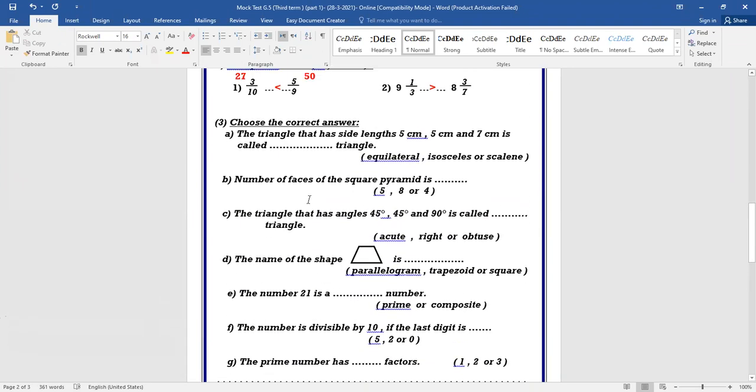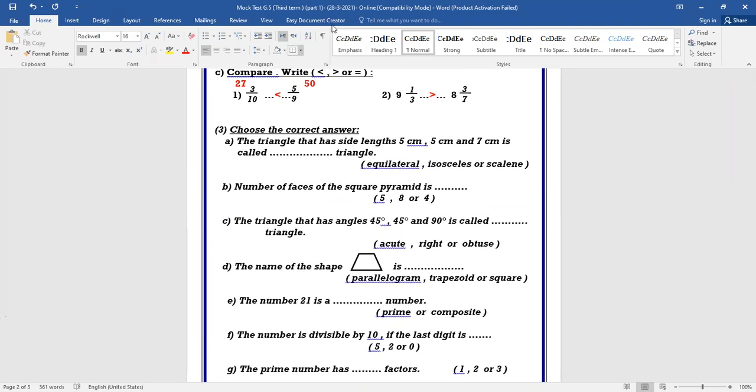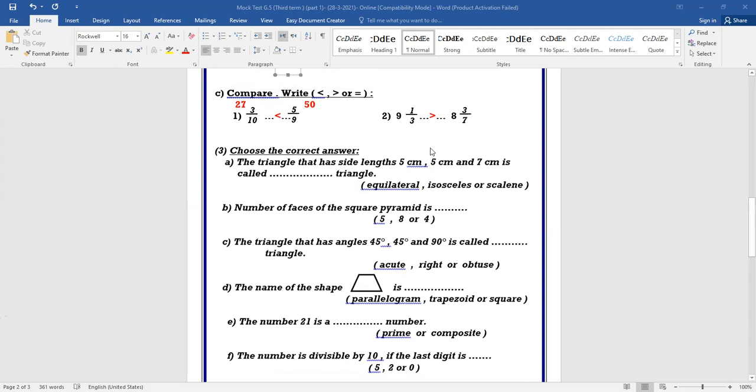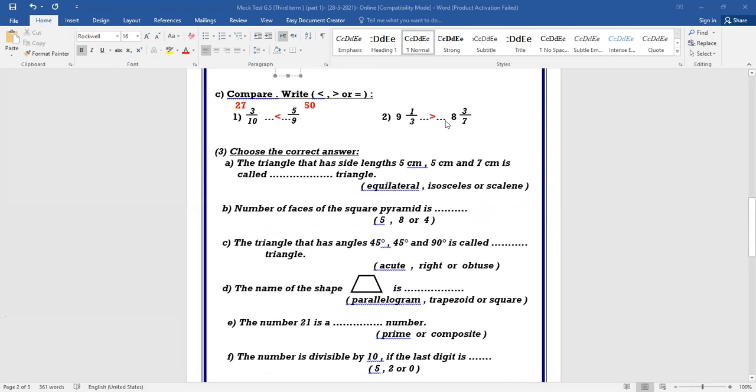Choose the correct answer. Mr., if we make 3 multiply 3 it will be 9, and 7 we don't make this, because here the whole numbers are different. 9 is greater than 8. We don't need the fractions here because the whole numbers are different. We make this if the whole number is the same. Okay?